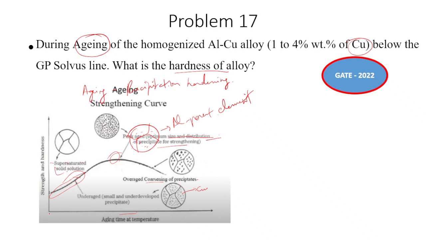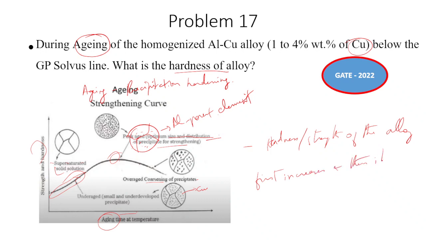So from this hardness and aging diagram, the answer is that the hardness or the strength of the alloy first increases and then it decreases. So this is what happens to the hardness of the alloy.